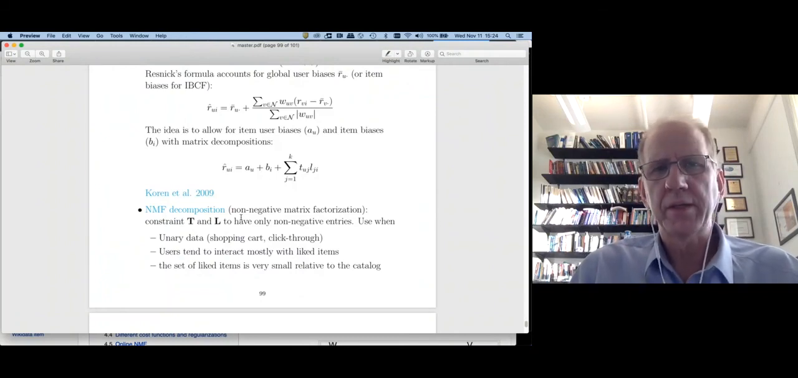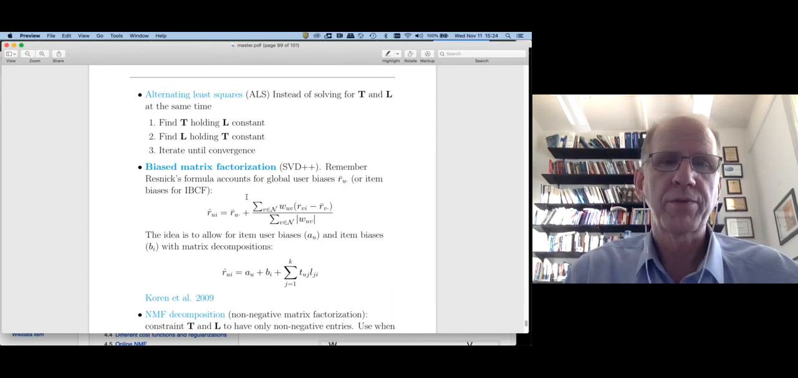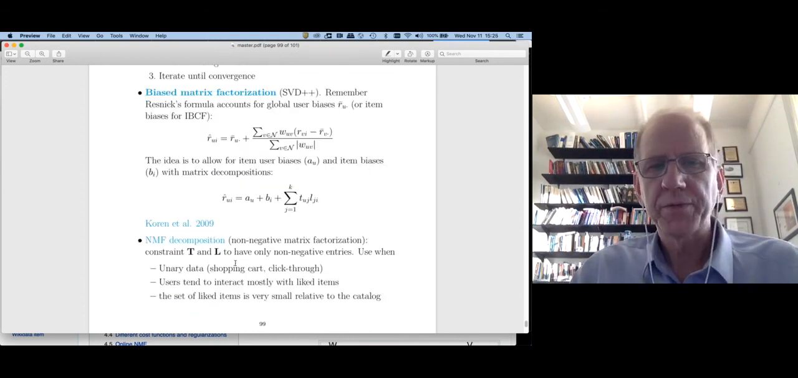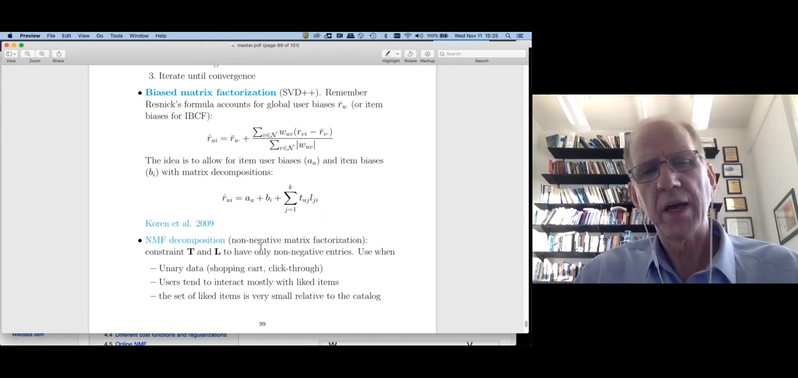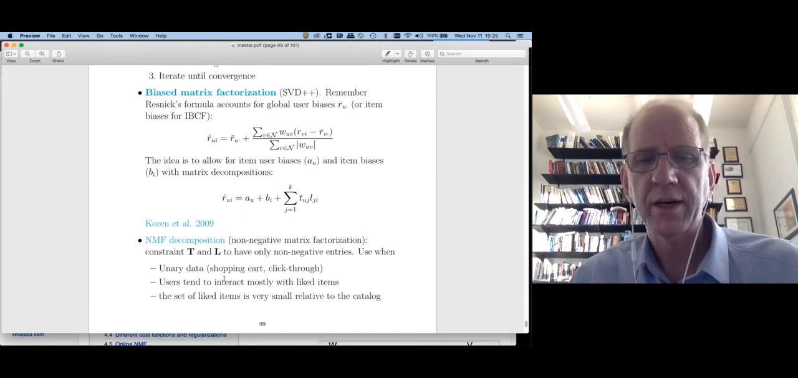What I'd recommend is that you try these algorithms. They're available in software. Set aside a test set and see which one performs better. We've already seen that in some of my other videos, where I was comparing, for example, the SVD method with user-based collaborative filtering and popular, and so forth. Here are a few things to keep in mind about NMF. It's very good for unary data where I don't have ratings, and when the set of liked items is pretty small in the entire catalog.